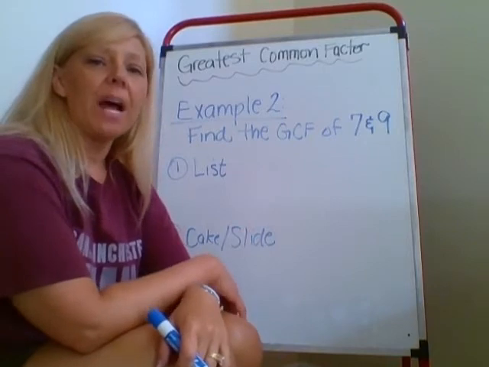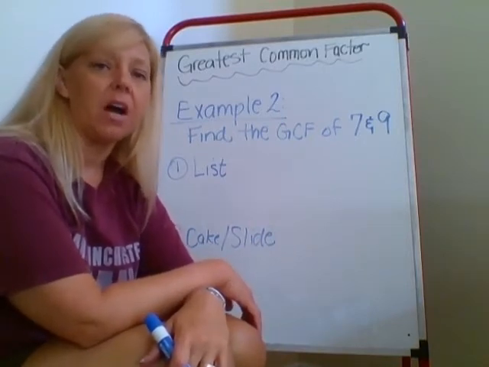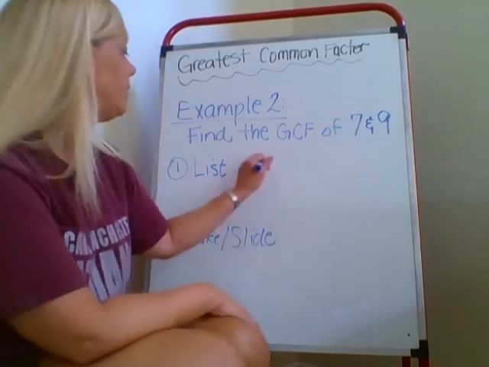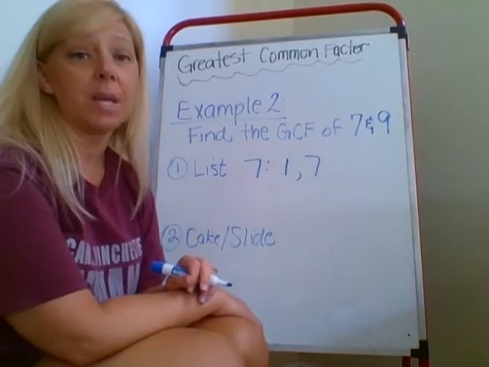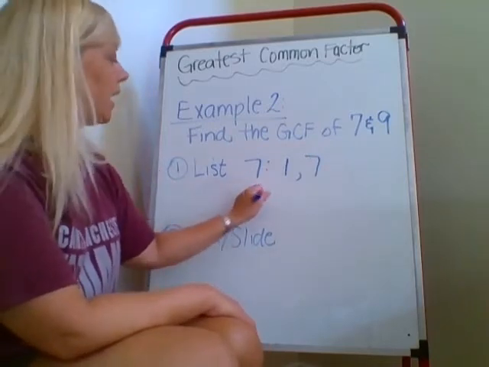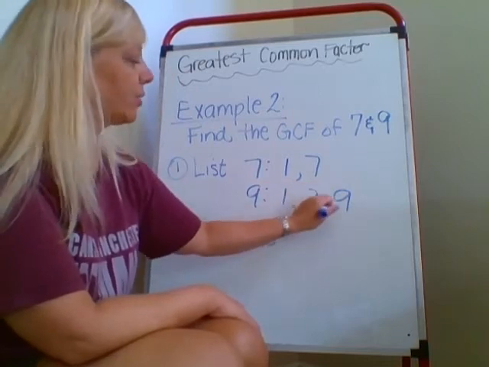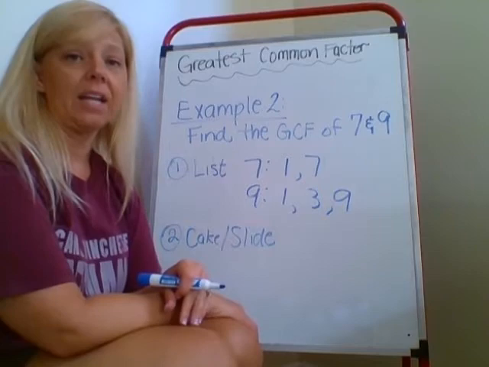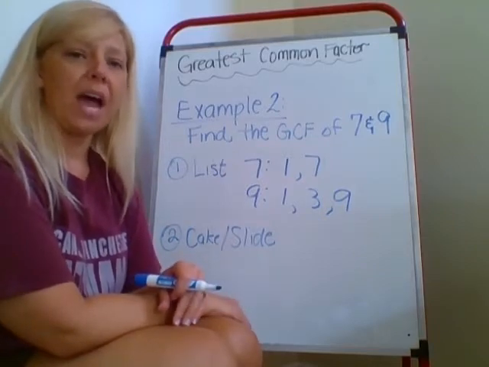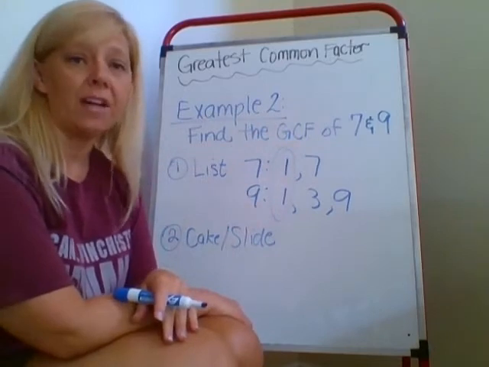Okay, so what about 7 and 9? If I'm going to make a list of my factors that go into 7 and 9, 7 is just 1 times 7 because it's a prime number. 9 is 1 times 9, and 3 times 3. So those are all my factors of 7 and 9. The only common factor they both have is 1. So that is my greatest common factor.